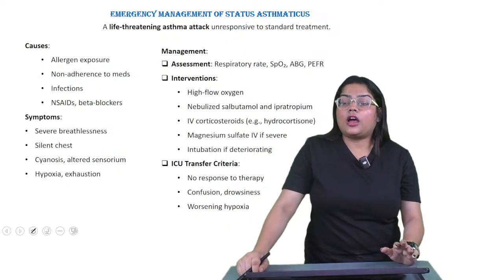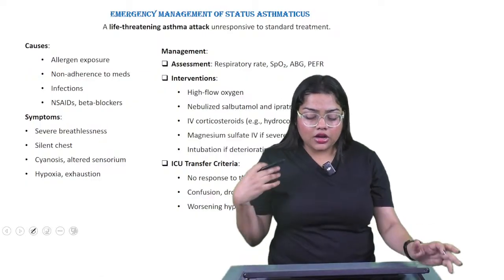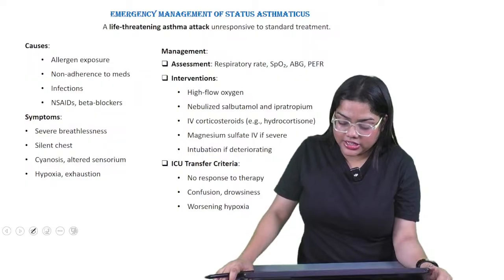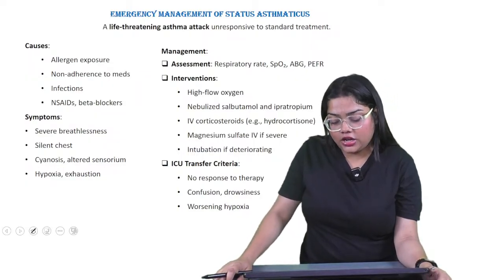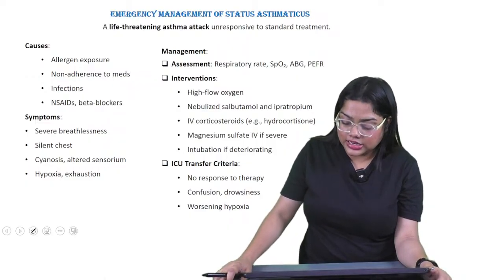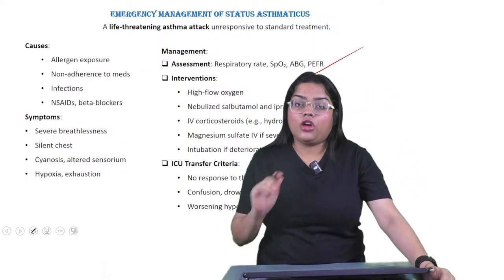Now management. How can we manage a patient with status asthmaticus? We first have to assess the respiration rate, SpO2 or oxygen saturation, ABG or arterial blood gas analysis, and PEFR. These are the things we have to assess first.